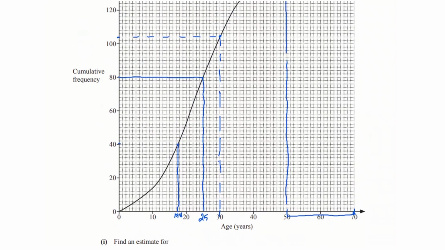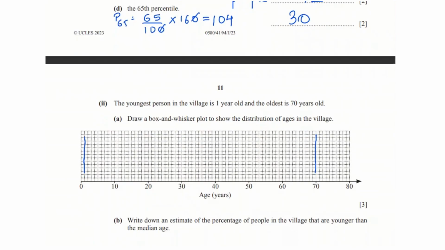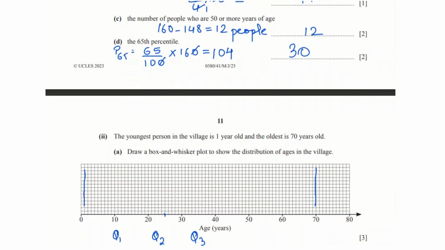Median is 25. Median age is 25. So 21, 22, 23, 24, 25. So here you have median. So let's first go to the box. Okay, now for this first we have to find out Q1, Q2, Q3. Q1 lower quartile we found out that is 17.